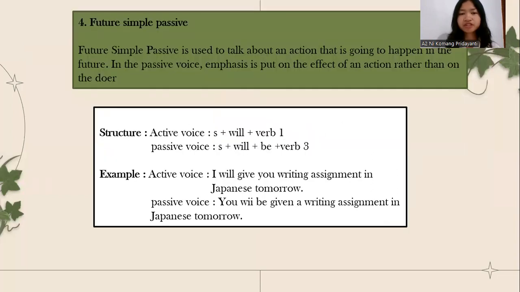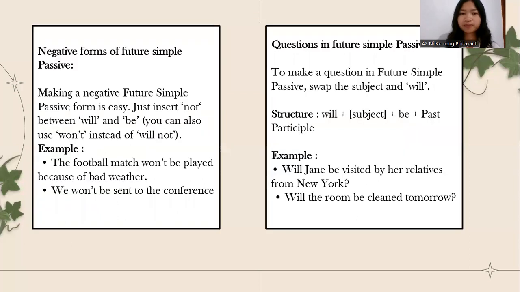And then for future simple passive. Future simple passive is used to talk about an action that is going to happen in the future. For example, the structure for active voice is subject plus will plus verb 1. And then for passive voice is subject plus will be plus verb 3. For example, I will give you a writing assignment in Japanese tomorrow. And then passive voice is, you will be given a writing assignment in Japanese tomorrow.